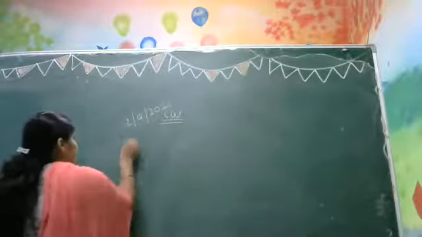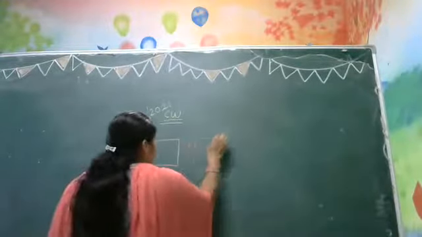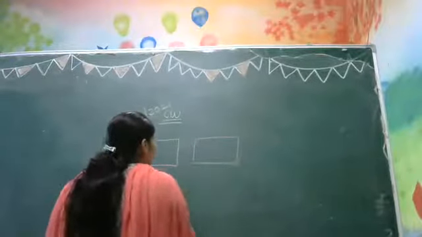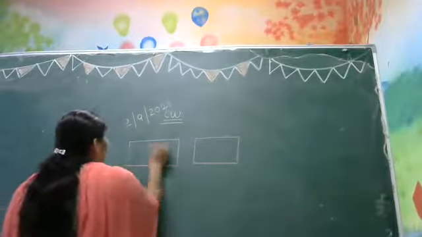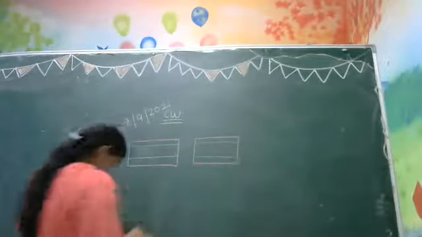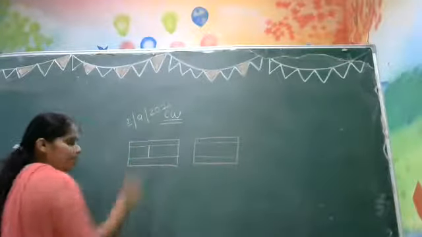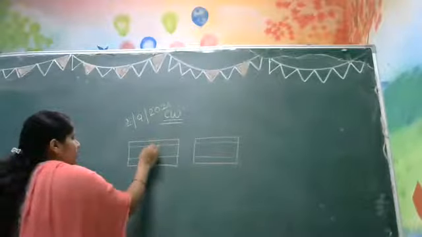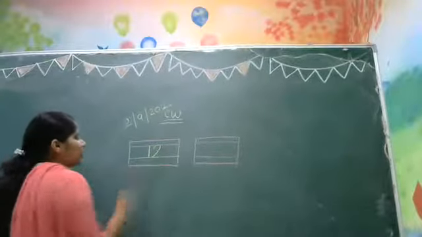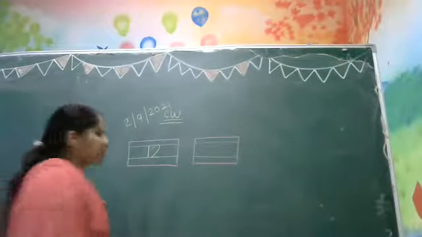And now we'll start to trace. Okay. First, you have to trace on the number 1, and then you have to trace on the number 2. Okay? Right? Start tracing 1 and 2, 12. 1, 2, 12. Start tracing fast.